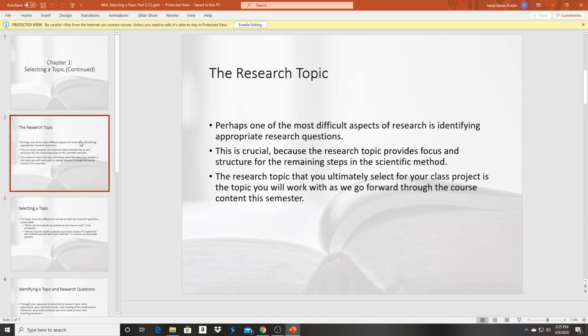So, research question. This is crucial because the research topic provides focus and structure for the remaining steps in the scientific method. The whole dissertation is going to come back to your research topic and your research questions. As you write your dissertation, the person should be able to look at your results and then walk it backwards to, does it answer your research question? And does your research question address the issues that you expressed in your topic?